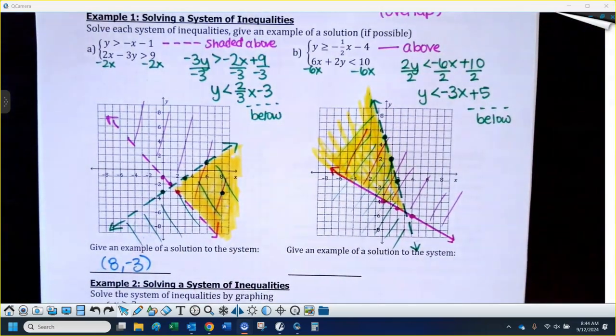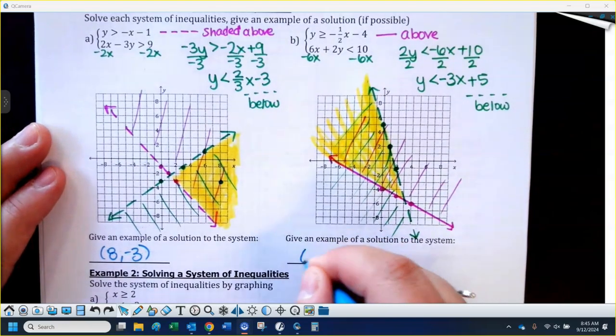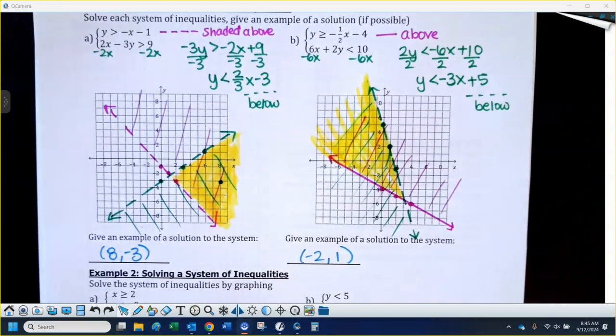Could anybody just raise your hand, just give me an example of a solution. What would be a solution to this system? Caroline, what do you think? Perfect, (-2, 1). Everybody's could be different as long as it's in the shaded area. But a solution just means it's going to work for both, and it would be in the overlap shaded region that you've got on your graph there. Is anyone having a question?